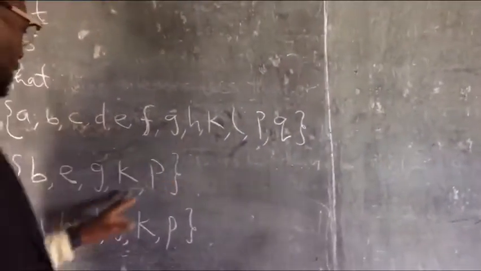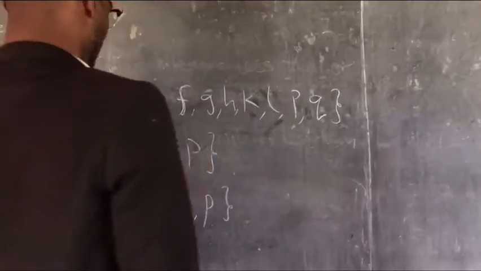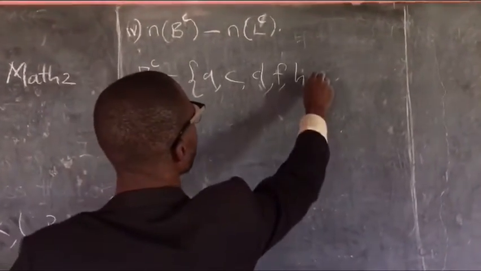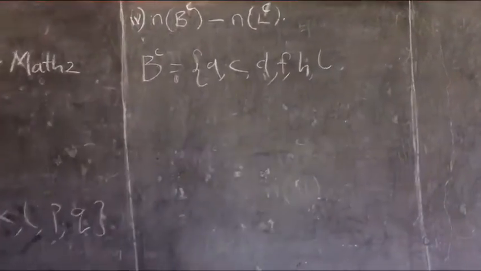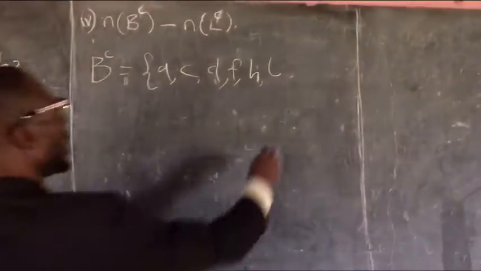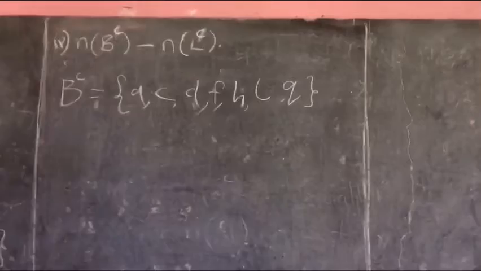And then H no dey. K dey, we no write K. L no dey, so we write L, abi? And then P dey here, but Q no dey, so we write Q. Now B complement is that.